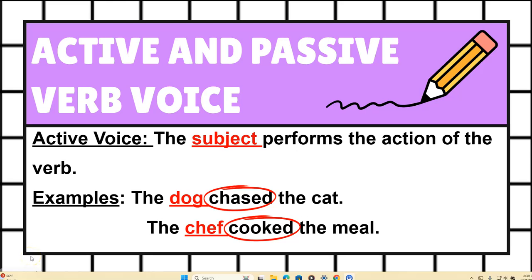Our next example sentence says, the chef cooked the meal. Again, if I was trying to decide if this sentence is written in active or passive voice, I would find the verb first, the action word. In this sentence, the verb is cooked, and then I'm going to ask myself, who is doing the cooking? In this sentence, the person doing the cooking is the chef. Chef is before the verb, so that tells me that this sentence is written in active voice because the subject, chef, is performing the action, cooked.